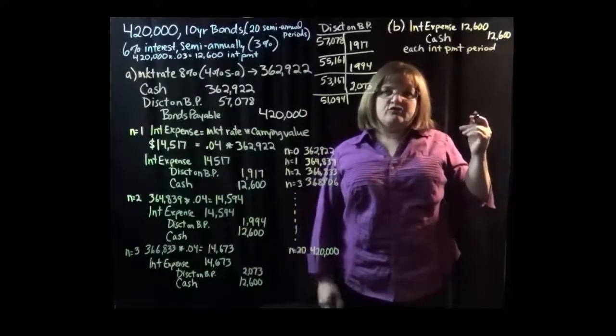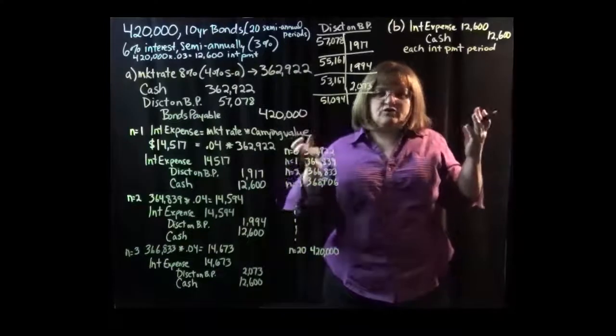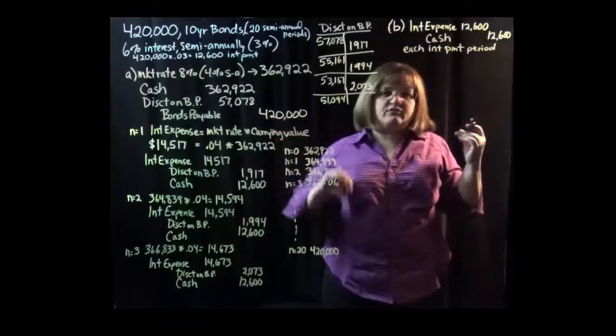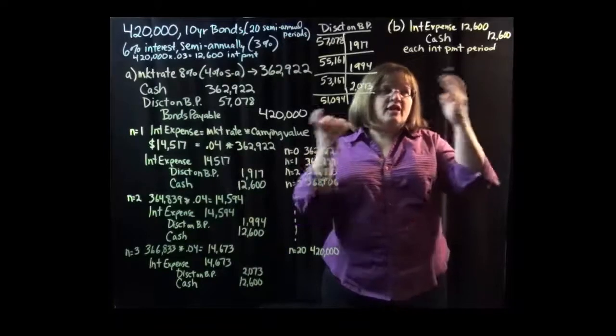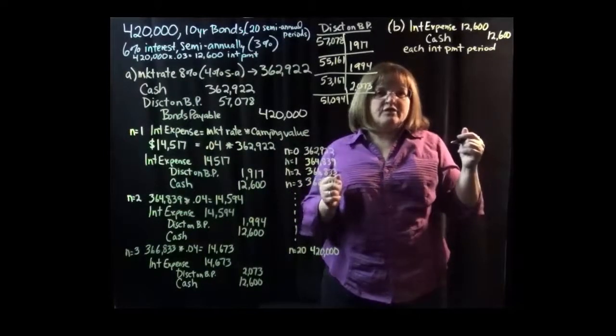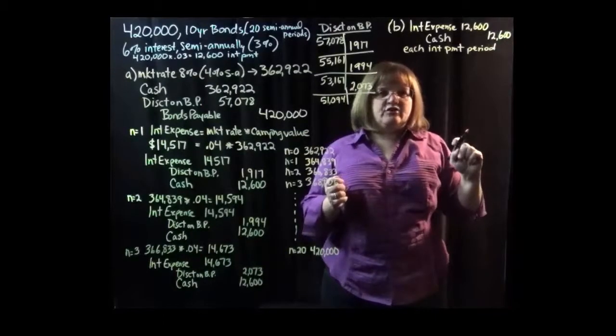The carrying value of the bond would stay at $420,000. There is no discount, there is no premium, so the carrying value starts out at $420,000. It ends up at $420,000. So there's no calculating that we need to do. It's already all been done. We would simply make that journal entry in each of the 3 different time periods.